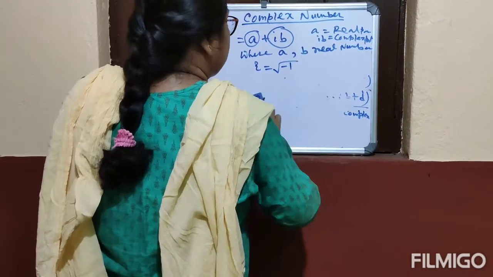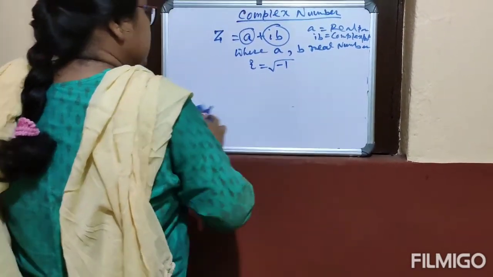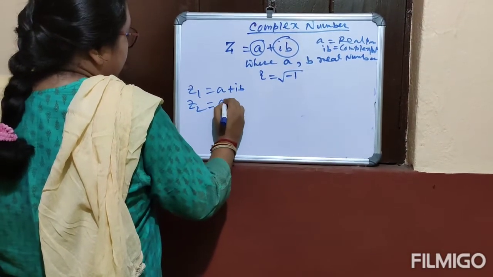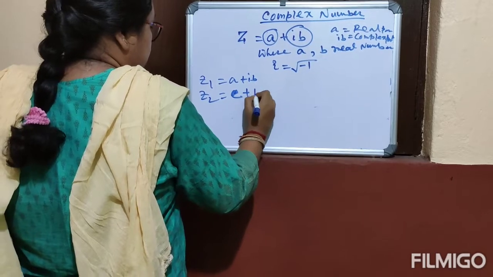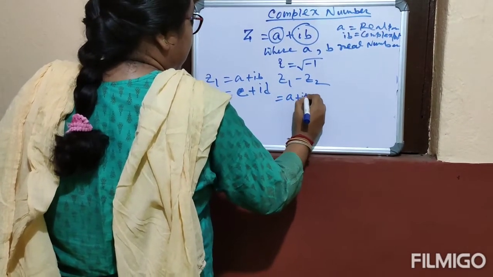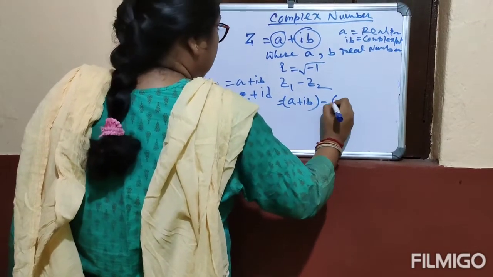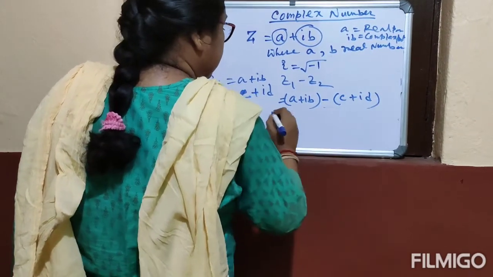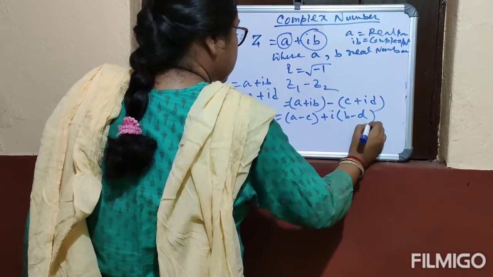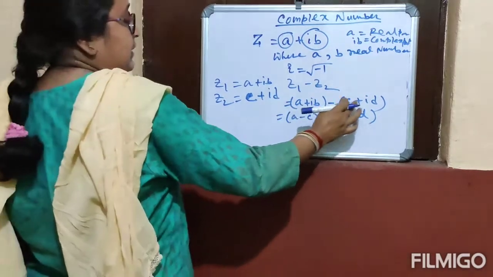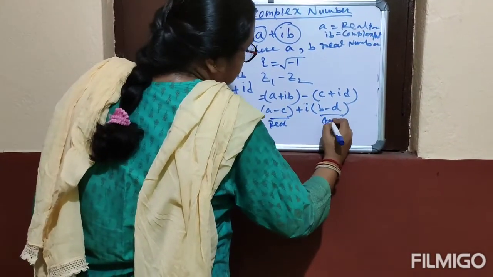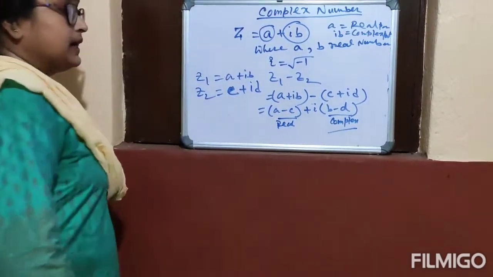Now, what is the way to find subtraction? Suppose Z1 equal to a plus ib, Z2 equal to c plus id. What is Z1 minus Z2? This is equal to a plus ib minus c plus id. That is a minus c, i is common, b minus d. This is the way to find subtraction, and this part is a real part and this part is a complex part. Am I clear?